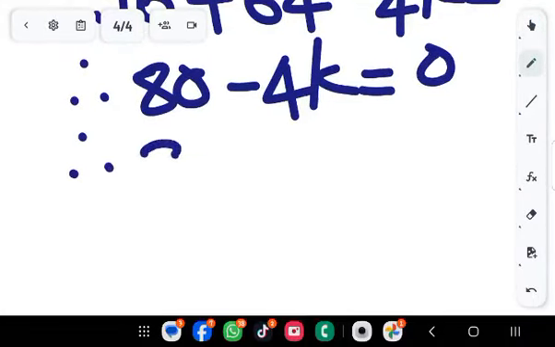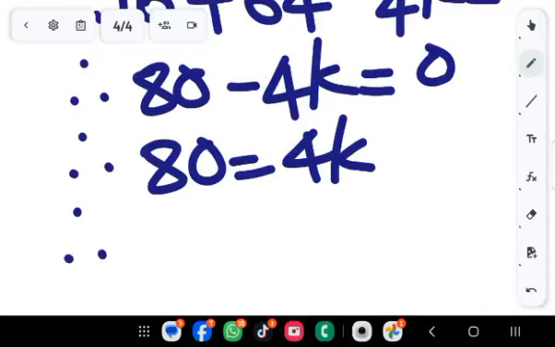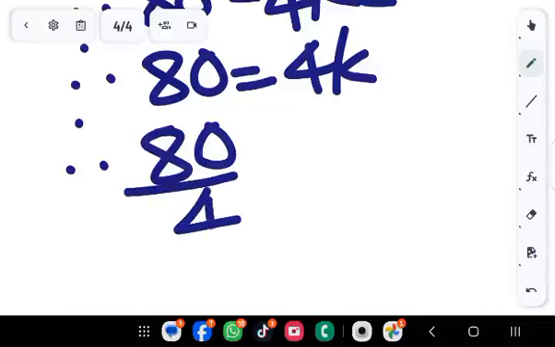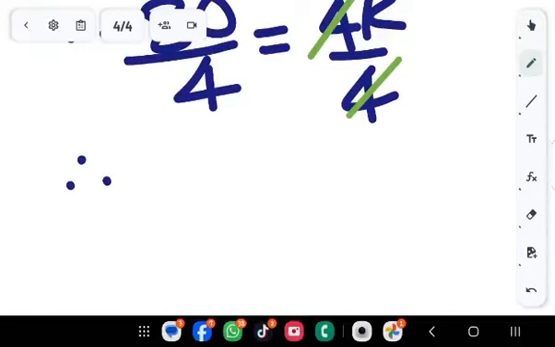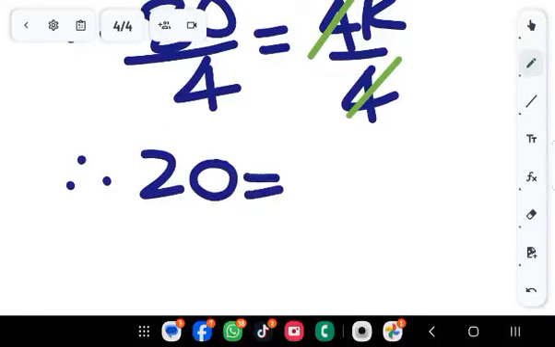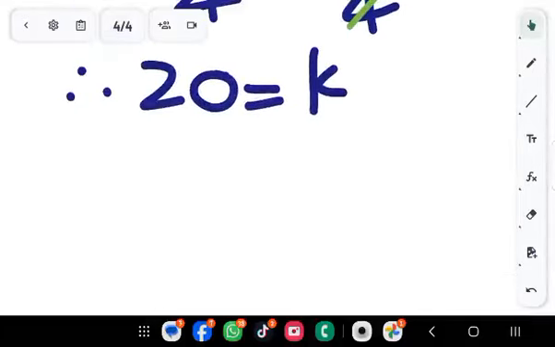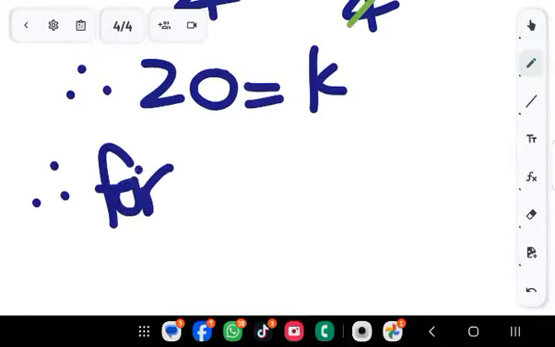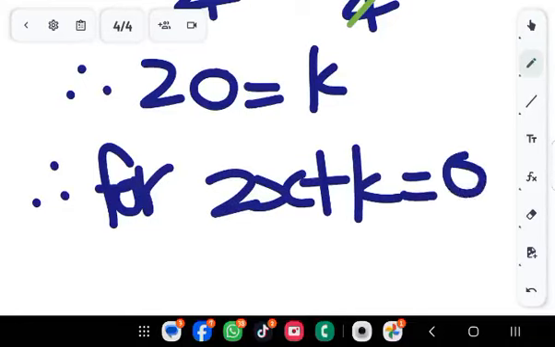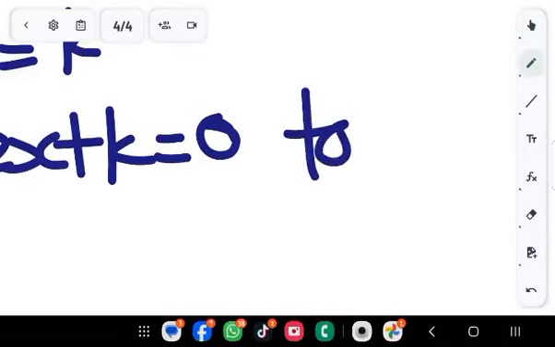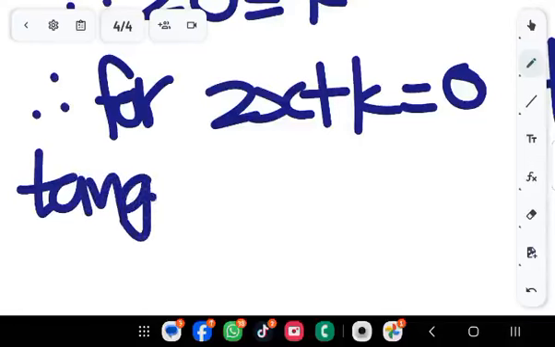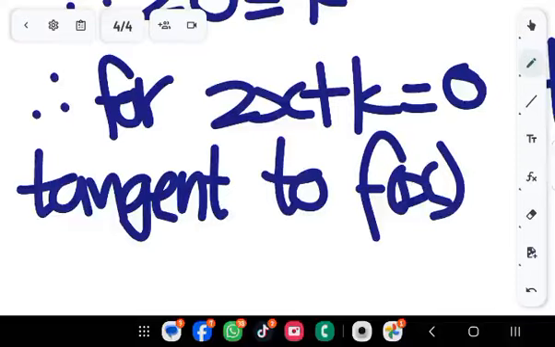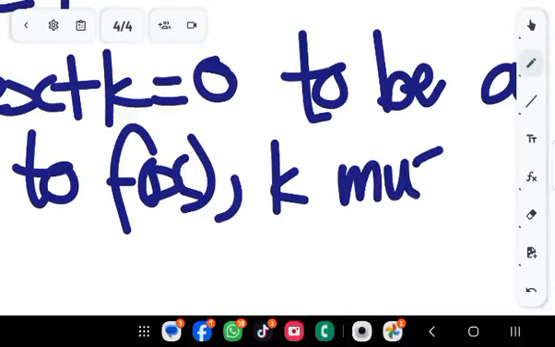You can take the 4k to the right-hand side. 80 equals 4k. Now let's make k the subject of the formula. Divide both sides by 4, and that leaves us with 80 divided by 4, which equals 20. Therefore, for 2x plus k to be a tangent to f, k must be 20.